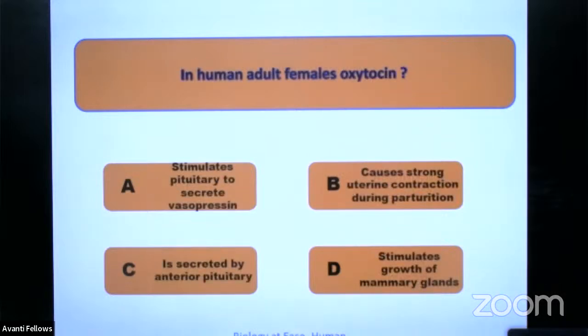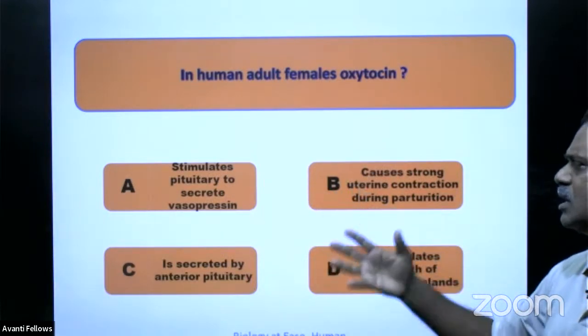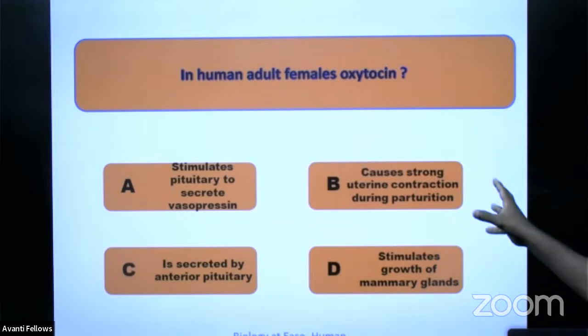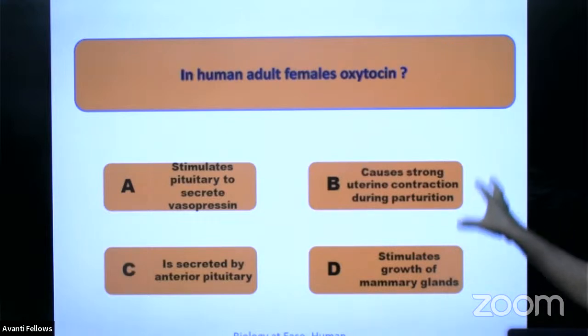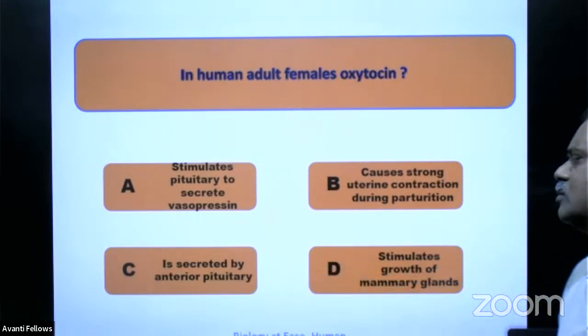In human adult female, oxytocin. This also we discussed during class hours. In adult female, oxytocin. The function of the oxytocin only you have to find out. It stimulates the pituitary to secrete vasopressin. Option A. This oxytocin stimulates the pituitary gland to secrete what? Vasopressin. And it causes a strong uterine contraction during the parturition. It causes strong uterine contraction during the parturition. It's secreted by the anterior pituitary lobe.